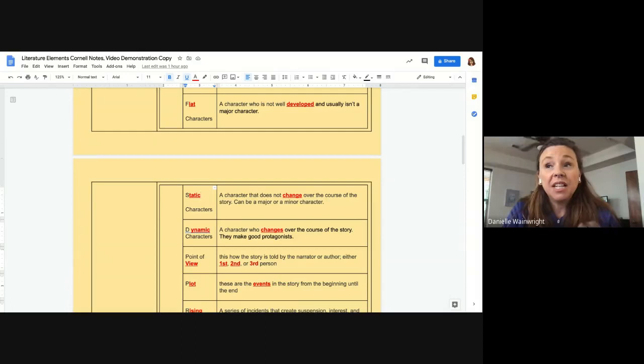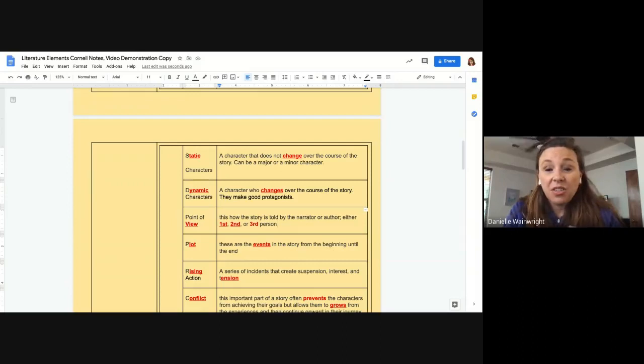So if you have a villain and they're bad from the beginning to the end, then they're just flat, or they're static. They just didn't change. A dynamic character is a character who does change over time. And they tend to make good protagonists because a lot of times we want to see our protagonist work through a personal struggle. Then we have point of view. This is how the story is told by the narrator or author, and it's either first, second, or third person. And we'll get a little bit more detail into that later in the year.